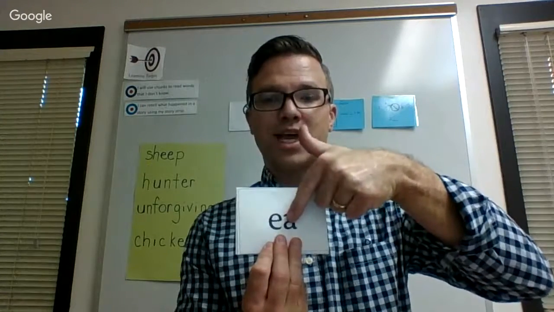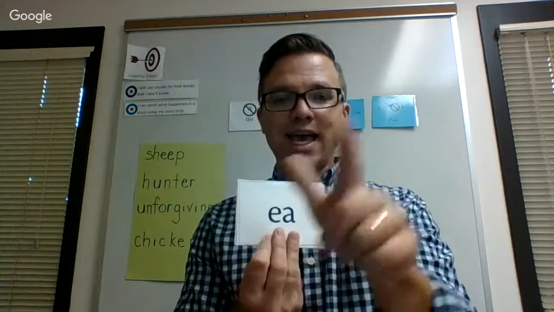This one actually has three sounds. So I'm going to put one, two, three fingers on it. I think of it as a triangle. Here's an E, here's an A. Here's your three sounds. Say E, A. Say it. E, A. Does that make sense?